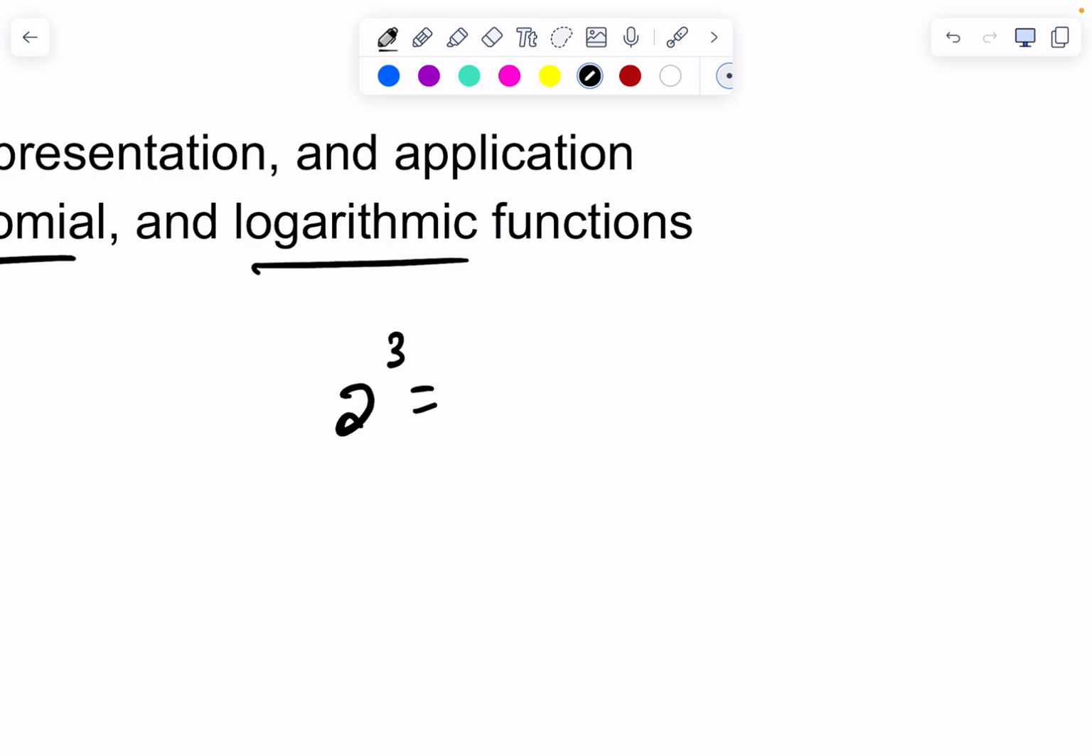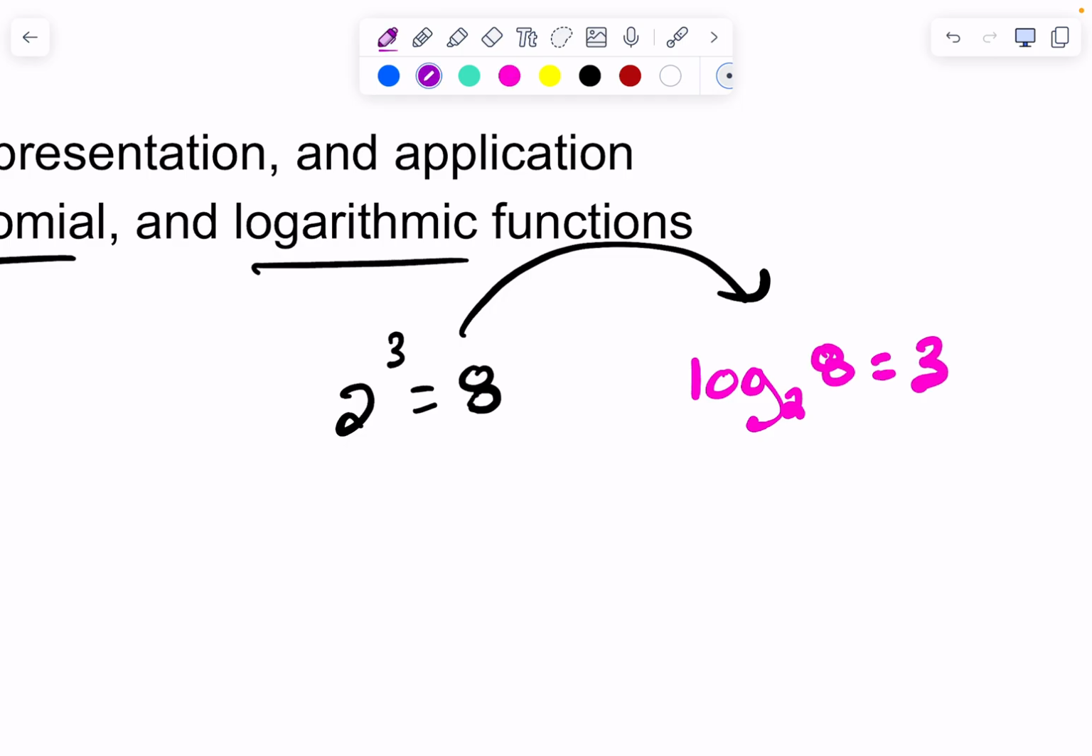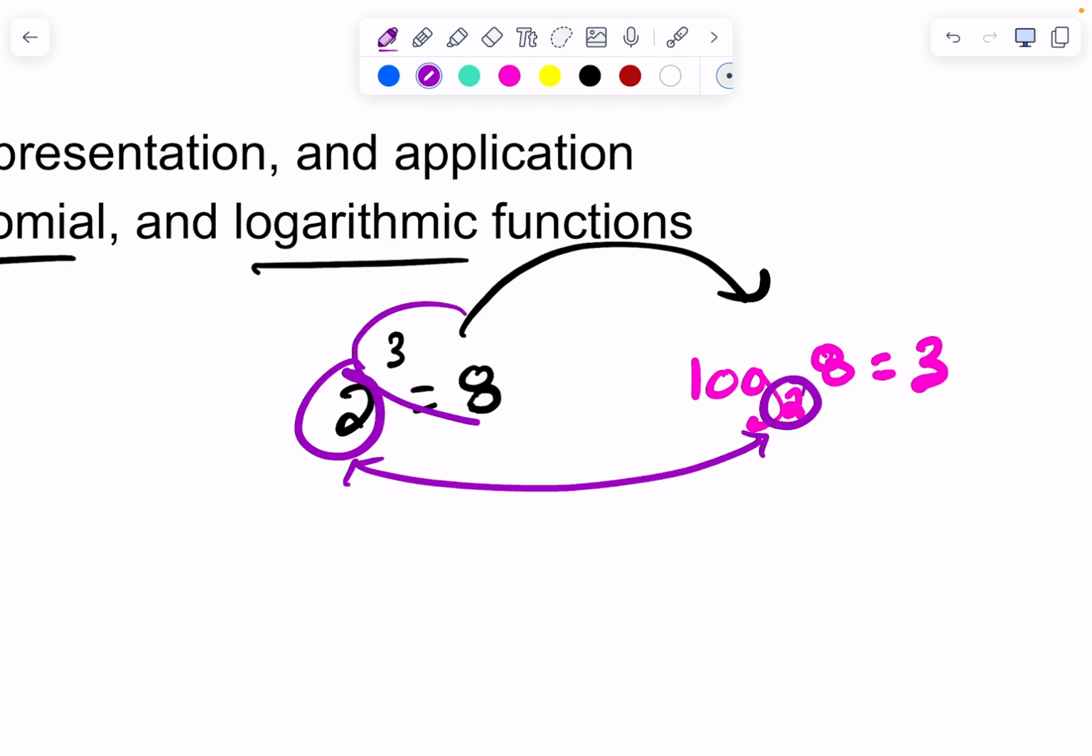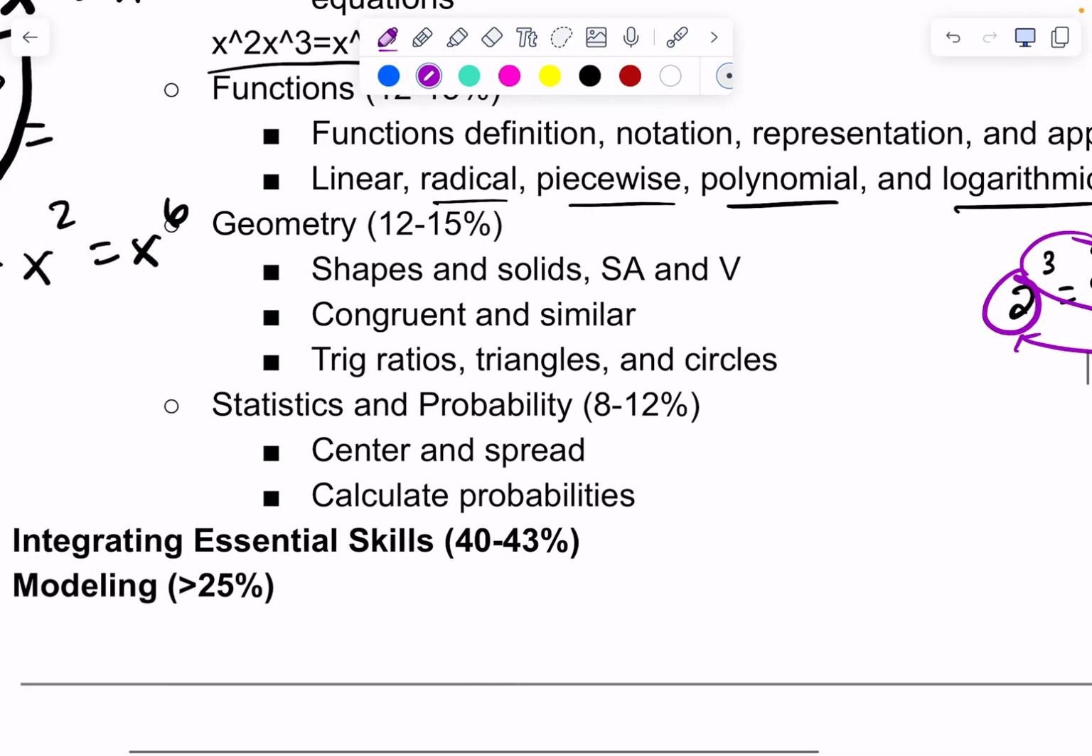2 to the third power equals 8. That's exponential. How do you make it a log? Log base, what's the little subscript number? Log base 2 of 8 equals 3. The base of the exponential function is 2. The base of the log function is also going to be 2, okay? The first two numbers stay in the same spot, and then these two numbers switch, right? It was 3, and then it's 8. Now it's 8, and then it's 3, okay? Logs versus exponential functions. There you go.